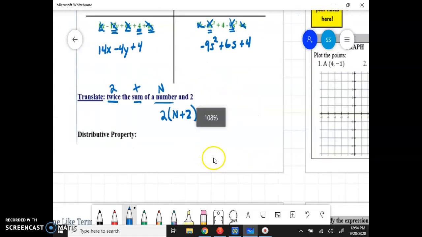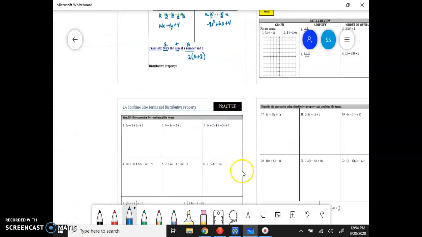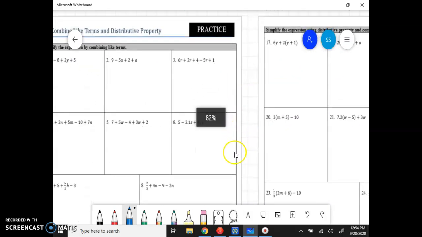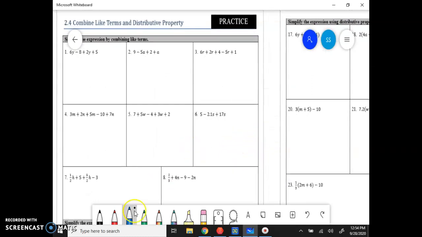So let's take a look at your practice problems. You guys should be able to give, oh, let's see, at least problems 1 through 8 a shot. All right, good luck.